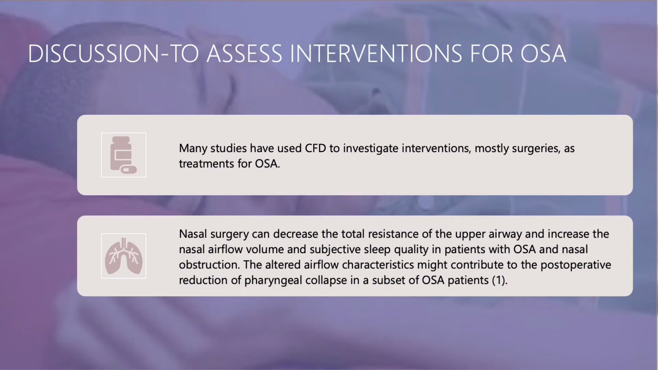Other studies have used CFD to investigate interventions, mostly surgeries, as treatments for OSA. Nasal surgery can decrease the total resistance of the upper airway and increase the nasal airflow volume and subjective sleep quality in patients with OSA and nasal obstruction. The altered airflow characteristics might contribute to the post-operative reduction of pharyngeal collapse in a subset of OSA patients.